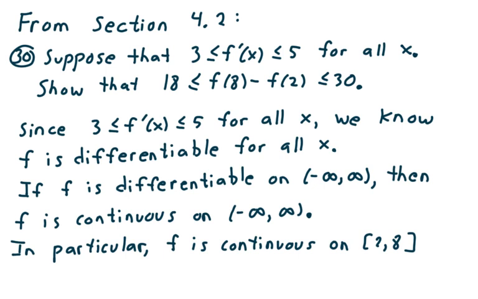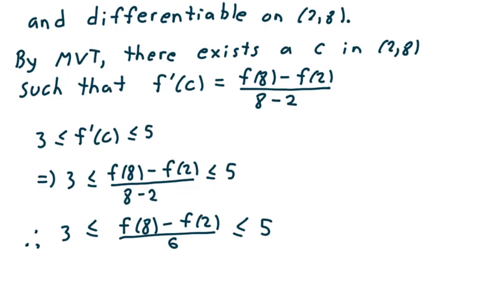So let's prove this. Since f prime of x is greater than or equal to 3 and less than or equal to 5 for all x, we know that f is differentiable for all x. Another way to say that is that f is differentiable on the interval negative infinity to infinity. If f is differentiable on that interval, then we know f is continuous on that same interval. In particular, f is continuous on the closed interval 2 to 8, and f is differentiable on the open interval 2 to 8.